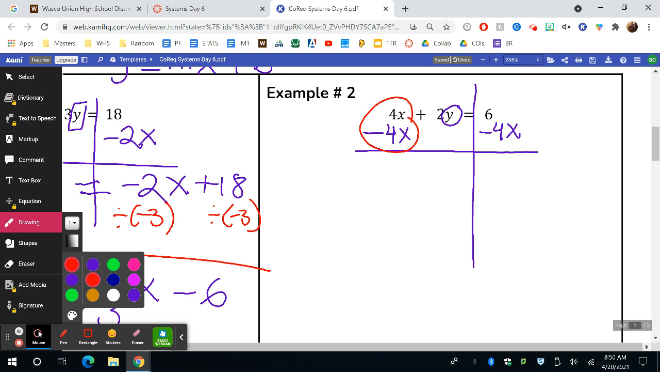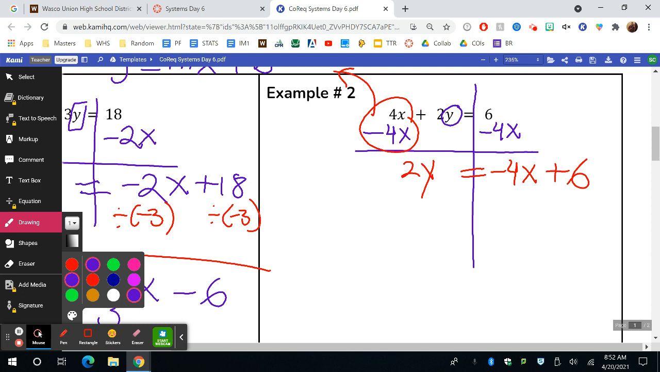Zero pairs. Remember? In a zero pair, when we do that, they zero each other out. So we can say those are out of there. We no longer have them. So we only have 2y on this side, and it's equal to negative 4x plus 6. So my new equation is now 2y equals negative 4x plus 6.